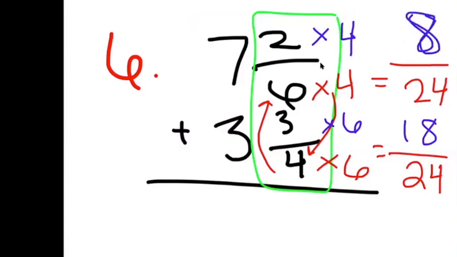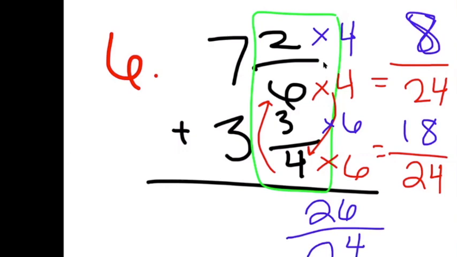So if I have 8/24 and 18/24, what do I get when I add those two together, Leah? What's 18/24 plus 8/24? 26. Nice. 26 what? 26/24. Nice. 26/24. Thumbs up if you got this far.